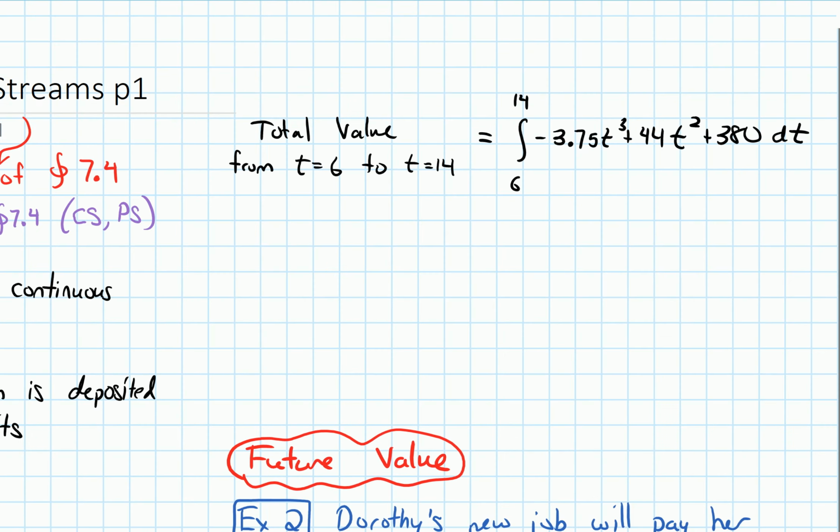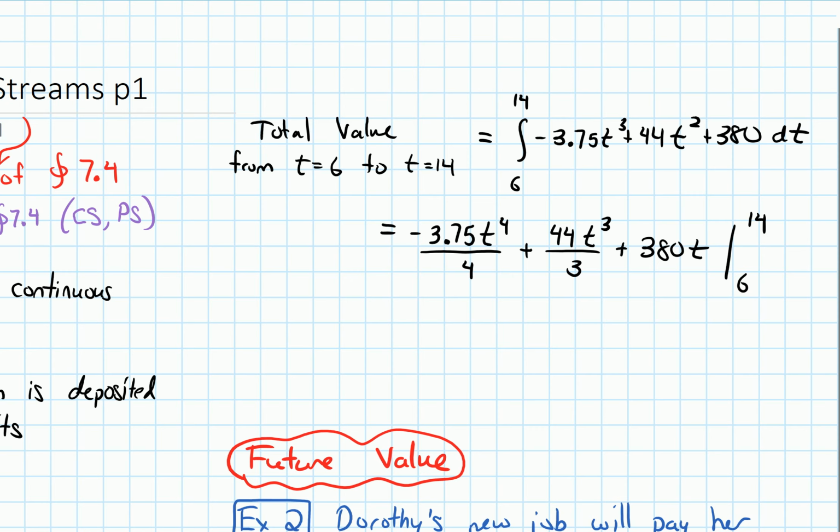All right, so now we are ready to do this antiderivative. Okay, so this is just going to be a bunch of reverse power rule. So for the first term, we'll get negative 3.75. I add 1 to the power to get t to the 4th, and then I divide by that power to get 4 in the denominator. Well, the next term, similarly, I'll get 44 t cubed, and then I have to divide by that new power. And then with the last term, that constant term, its antiderivative, I would get 380 t. And then I got to put a vertical line because this is a definite integral. Put the 6 at the bottom, 14 at the top.